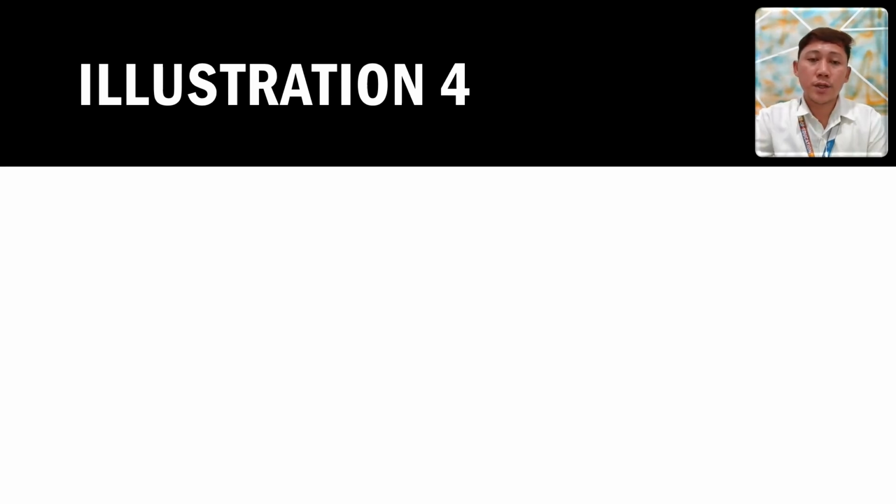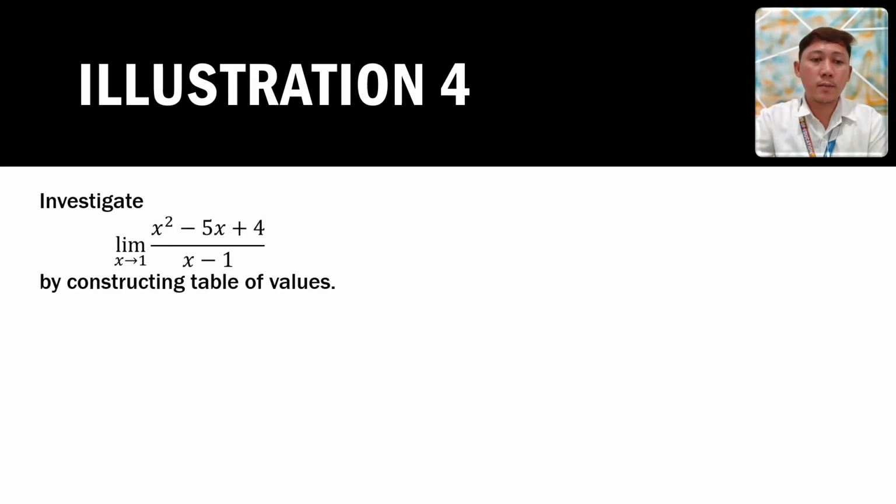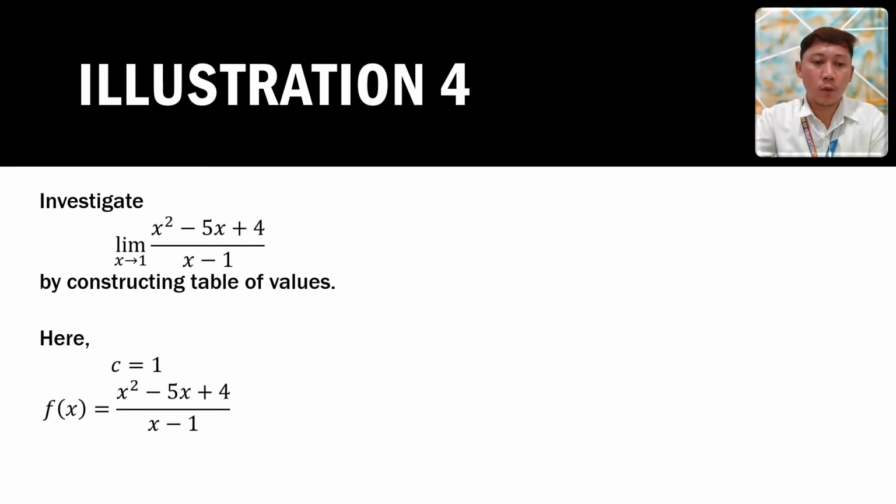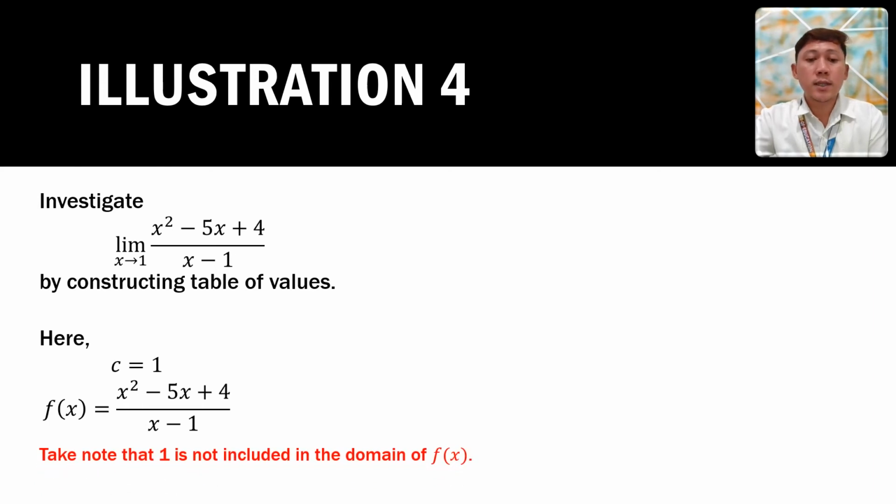For our illustration number 4, investigate the limit of x squared minus 5x plus 4 over x minus 1 by constructing a table of values. So here, our c is equal to 1 and our function is equal to x squared minus 5x plus 4 over x minus 1. Take note that 1 is not included in the domain of f of x.